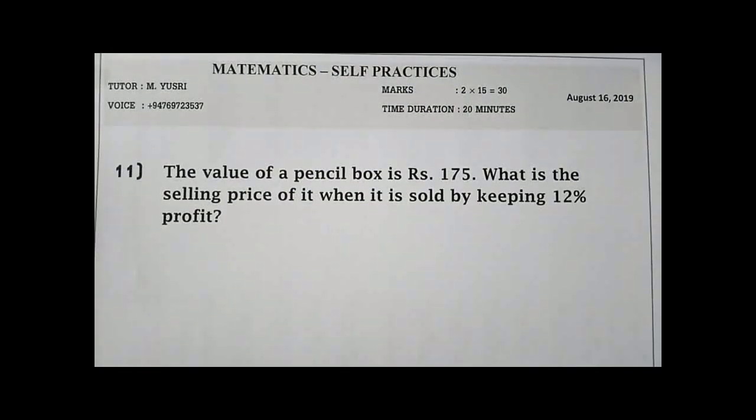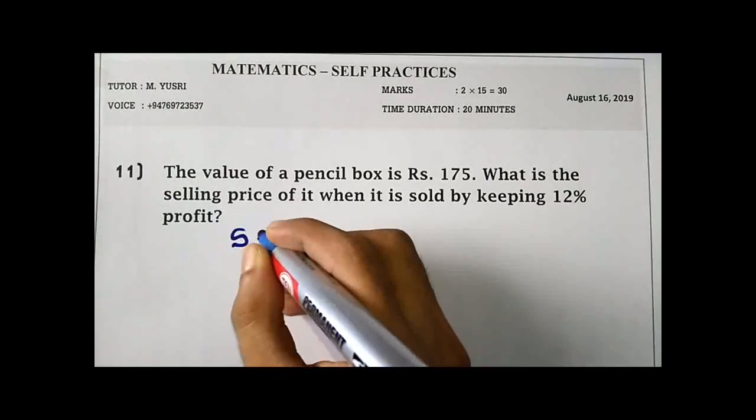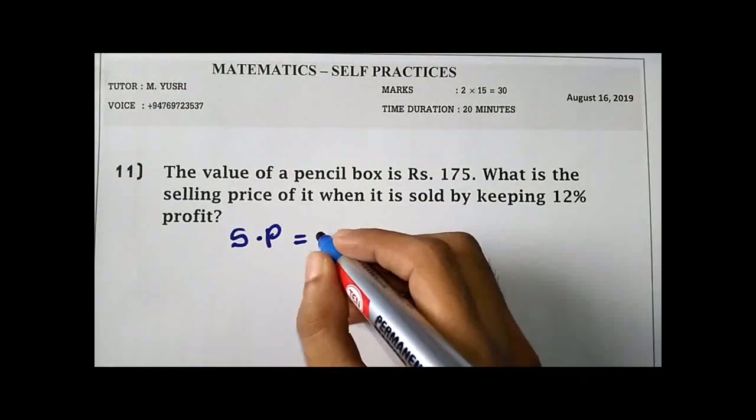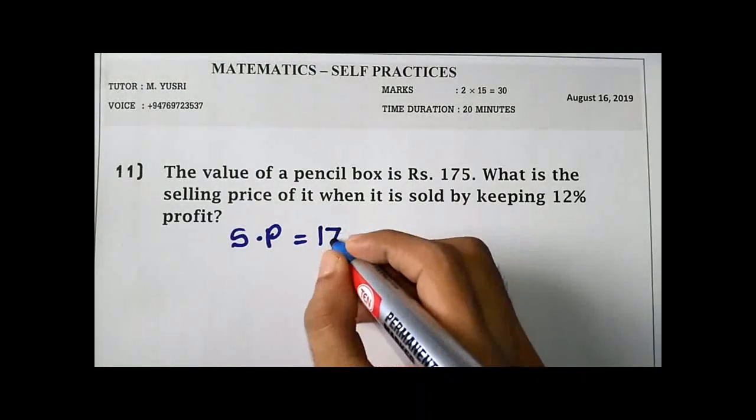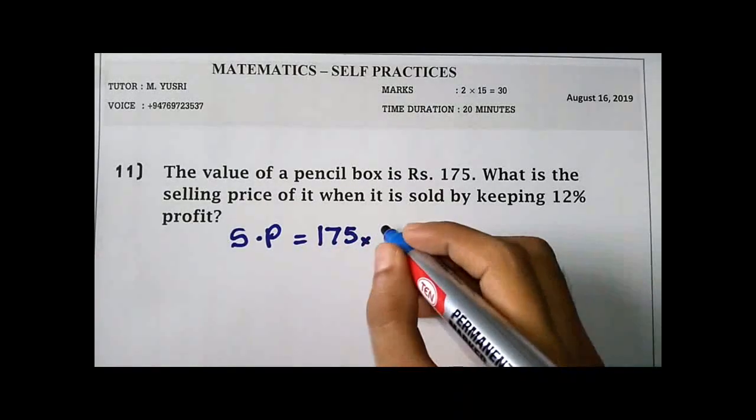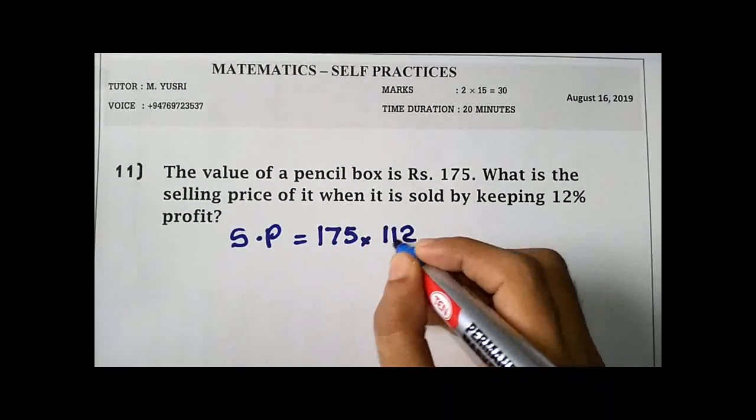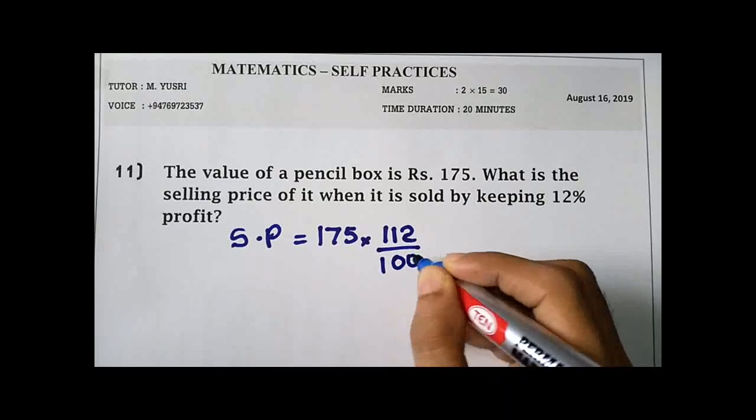The value of a pencil box is 175 rupees. What is the selling price? To find out the selling price, first of all we can find out the profit, and after that we just have to add them both, or else directly we can find out the selling price like this. Selling price equals the cost price 175 multiplied by 112 over 100, since the profit is 12%.